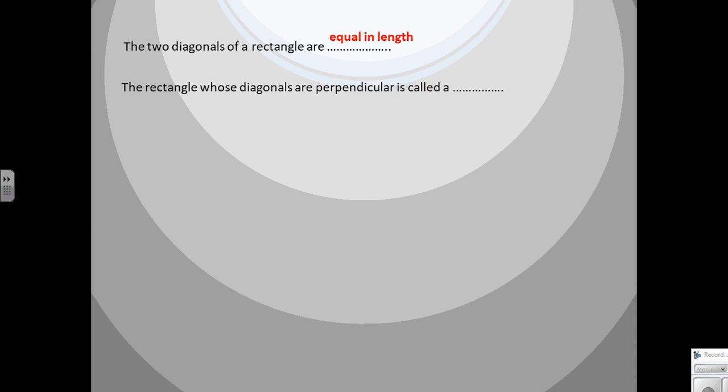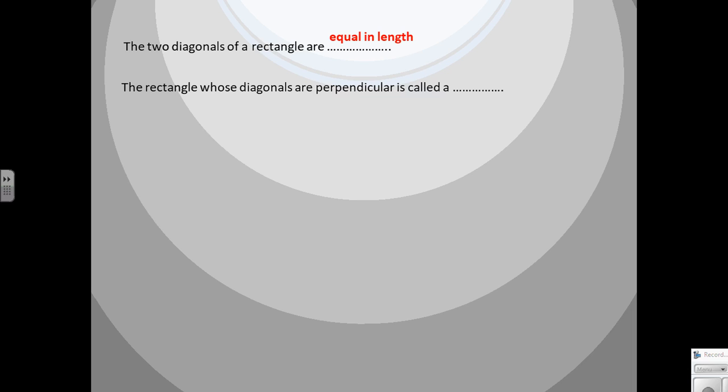The rectangle whose diagonals are perpendicular is called a what? Okay, let's remember which shapes have perpendicular diagonals. Oh yes, we have the rhombus, diagonals are perpendicular, and the square, the diagonals are perpendicular. So let's think, what will be the answer? Rhombus or the square? Okay, let's see the question again.